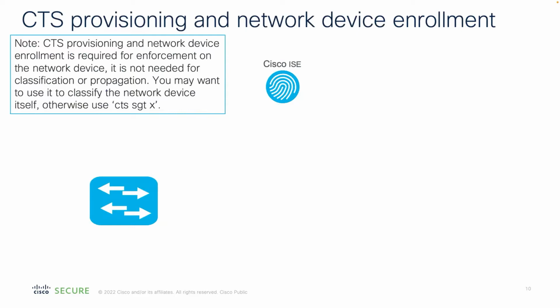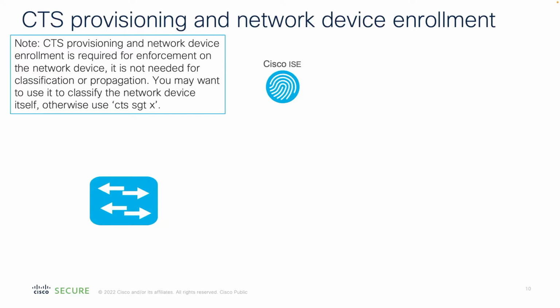Now, I said that CTS provisioning and network device enrollment is really used for enforcement, which is true. You can classify endpoints and you can propagate mappings without going through full CTS provisioning and network device enrollment. But you may want to do this in the classification section, because you may want to assign an SGT to the network device itself. Now, if you didn't go through the full enrollment, then you can still assign an SGT to the network device itself by doing a CTS SGT 10, for example. So you can do it through CLI.